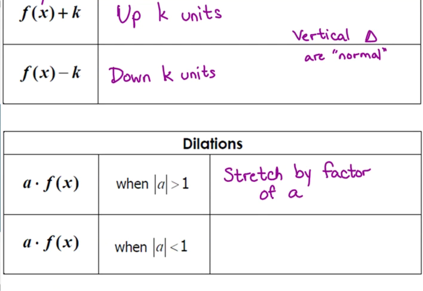And then when the absolute value of that number is less than 1, be careful that you don't just say a fraction, because 3/2 is a fraction. But is 3/2 less than 1? No, 3/2 is 1.5. That's greater than 1. So don't just say because it's a fraction, it shrinks it. It has to be a fraction that is less than 1.